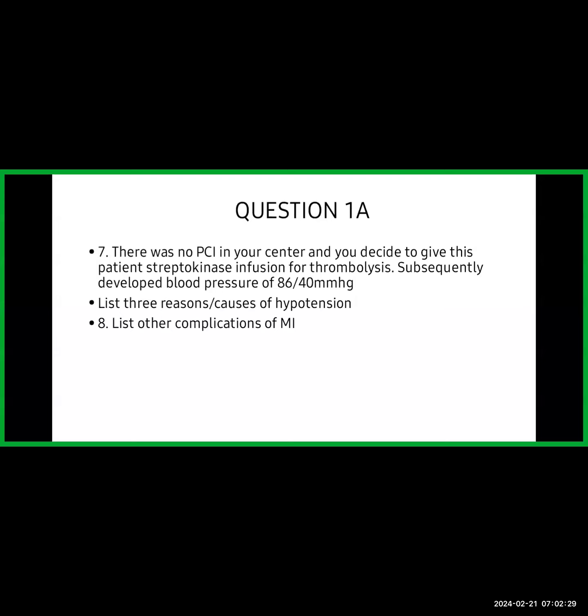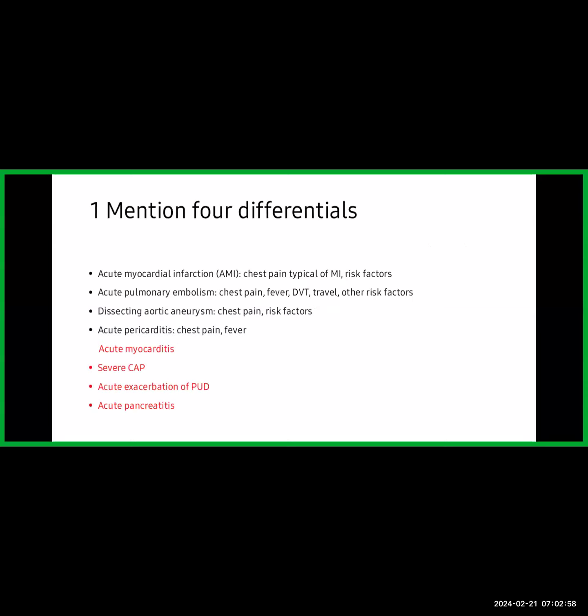Again, information was given that there was no PCI in your center, and you decide to give this patient streptokinase infusion for thrombolysis. And the patient subsequently developed blood pressure of 86/40 millimeter of mercury. Subsequently, the patient lapsed into hypotension. So some questions follow after, which list 3 reasons or the causes of hypotension in this patient, and list other complications. So my 4 differentials for this patient are acute myocardial infarction, acute pulmonary embolism, dissecting aortic aneurysm, acute pericarditis.